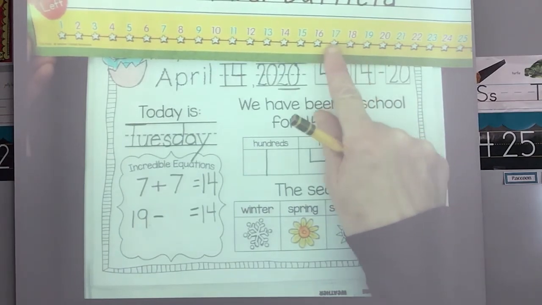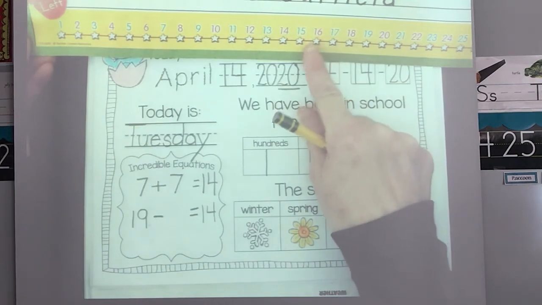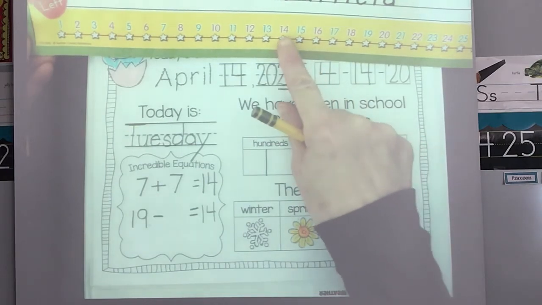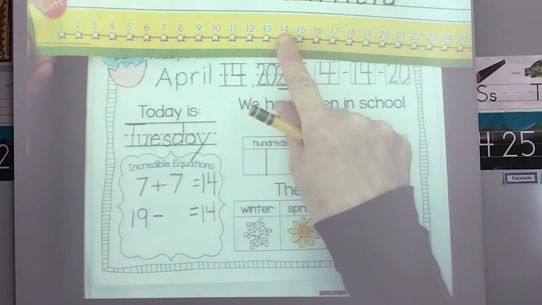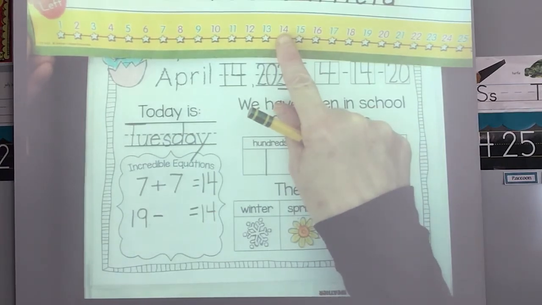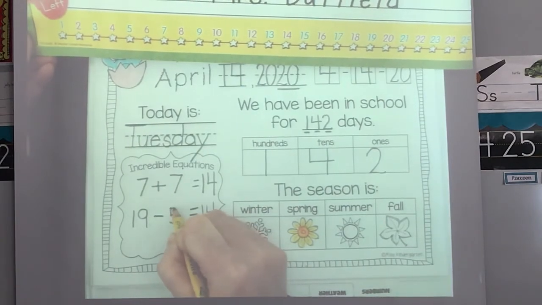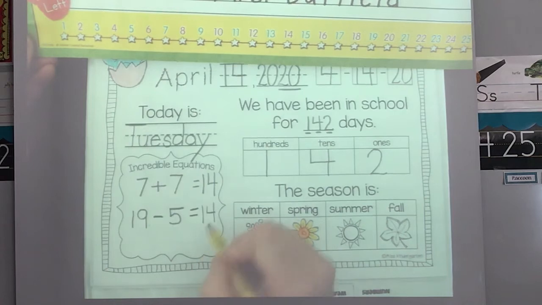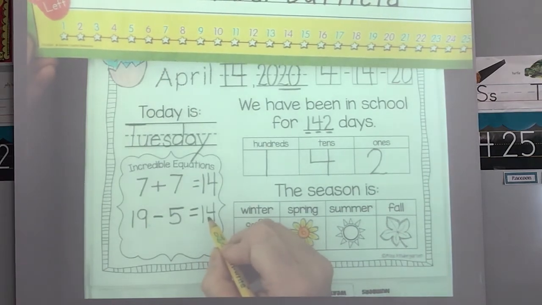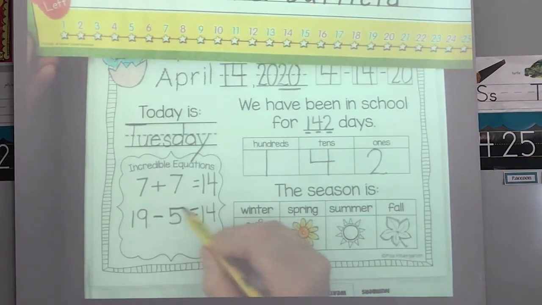Let's find out. So I'm going to start with my finger on 19, and I'm going to count down. 1, 2, 3, 4, 5. 19 minus 5 equals 14. That would be an awful lot of donuts if I had 19 donuts and I ate 5. But I'd still have 14 left, so that's good for tomorrow. But boy, I think I'd have a tummy ache.